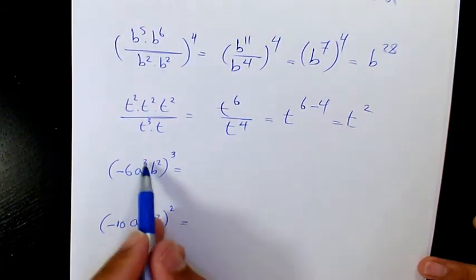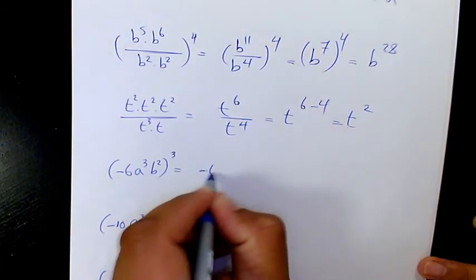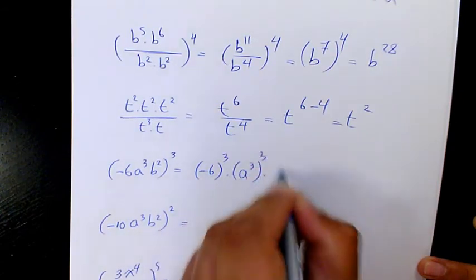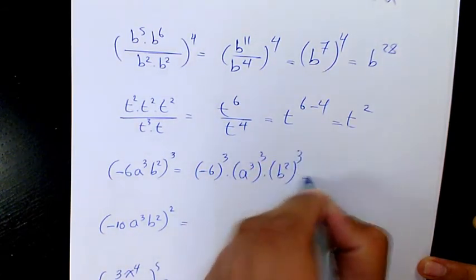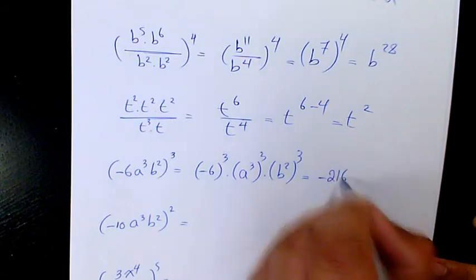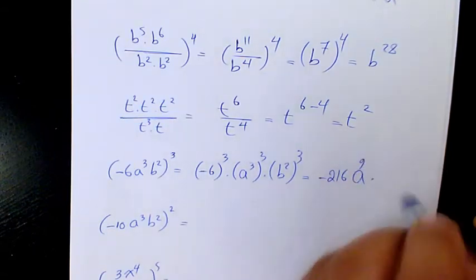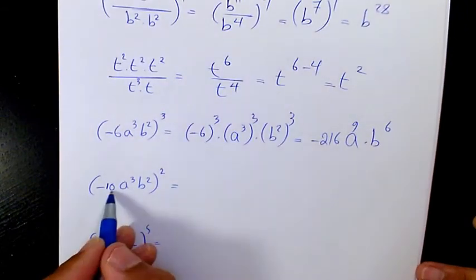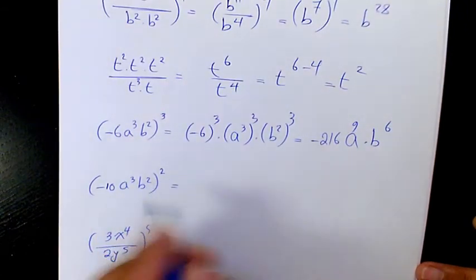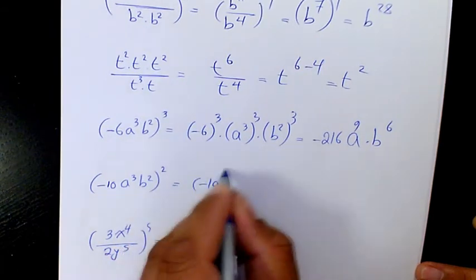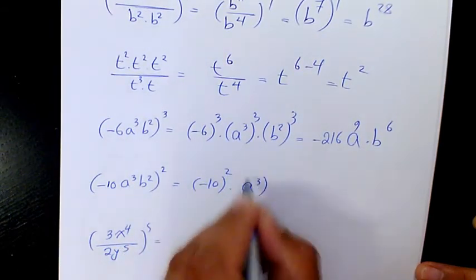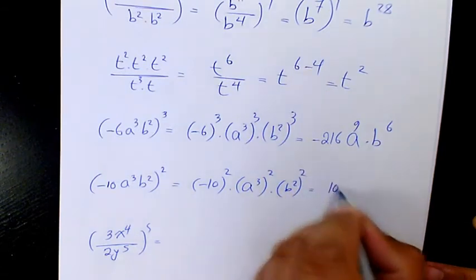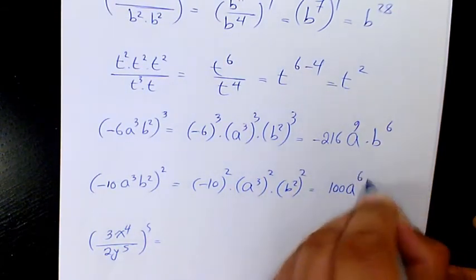Negative 6a cubed b squared to the power of 3 is going to be negative 6 to the power of 3, a cubed to the power of 3, b squared to the power of 3. So it's going to be negative 216, a to the power of 9, b to the power of 6. Negative 10, a cubed b squared to the power of 2. So it's going to be negative 10 to the power of 2, a cubed to the power of 2, b squared to the power of 2. So it's going to be 100, a to the power of 6, b to the power of 4.